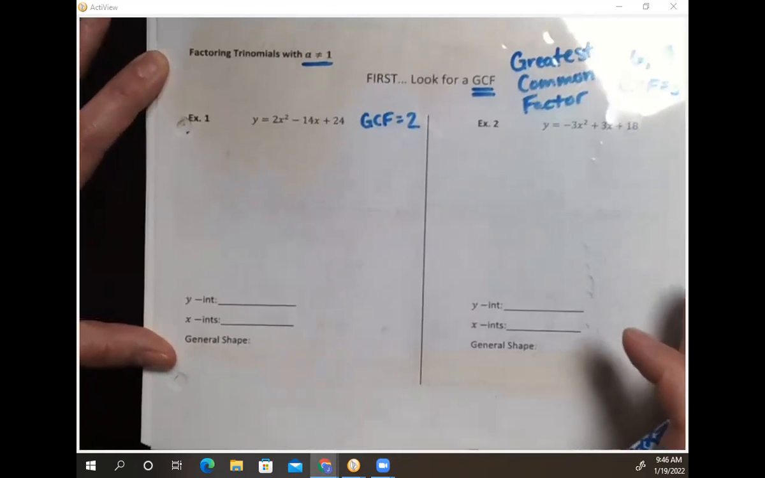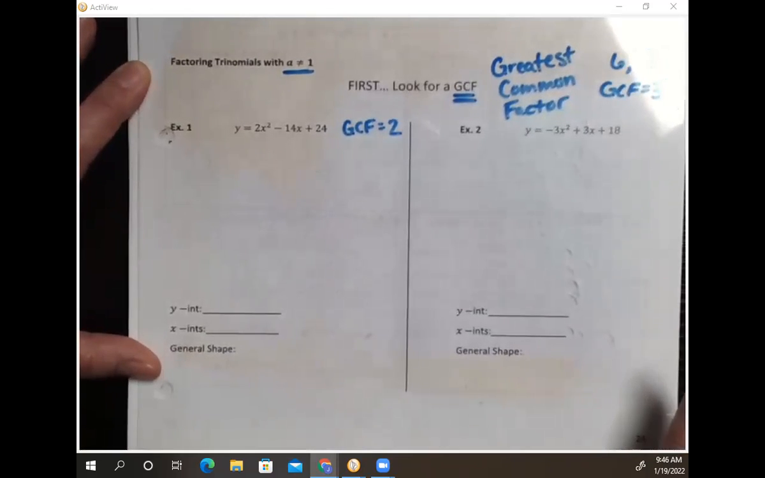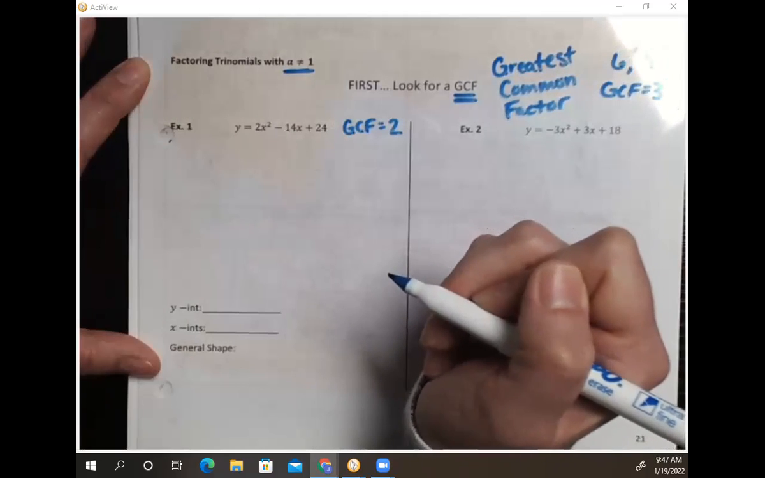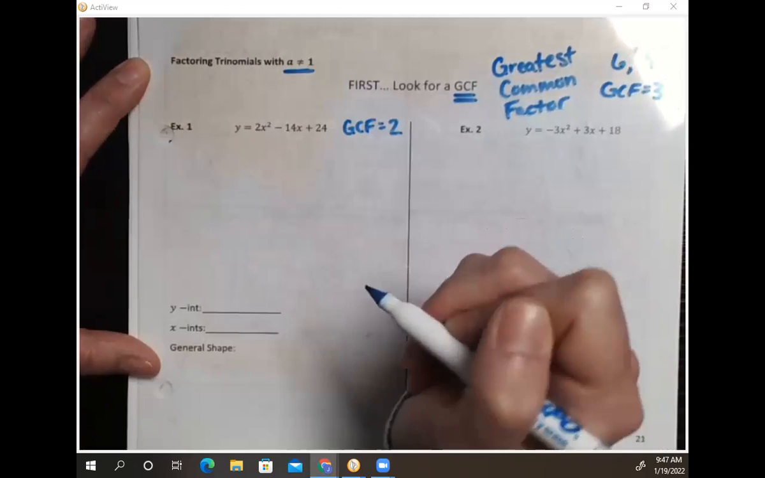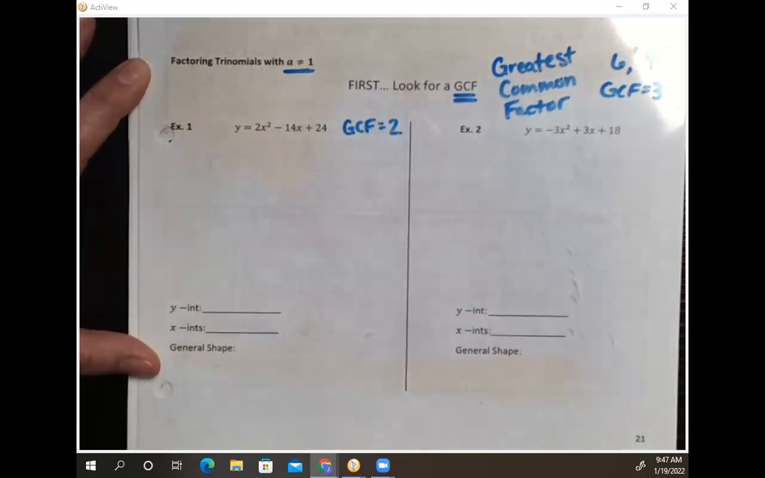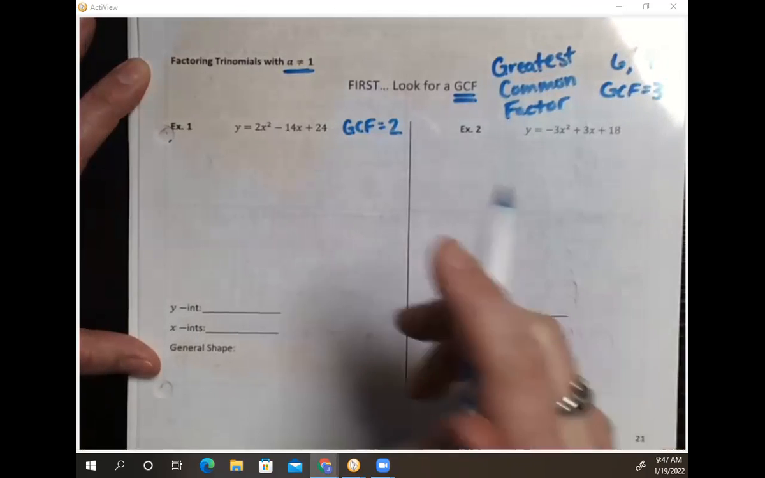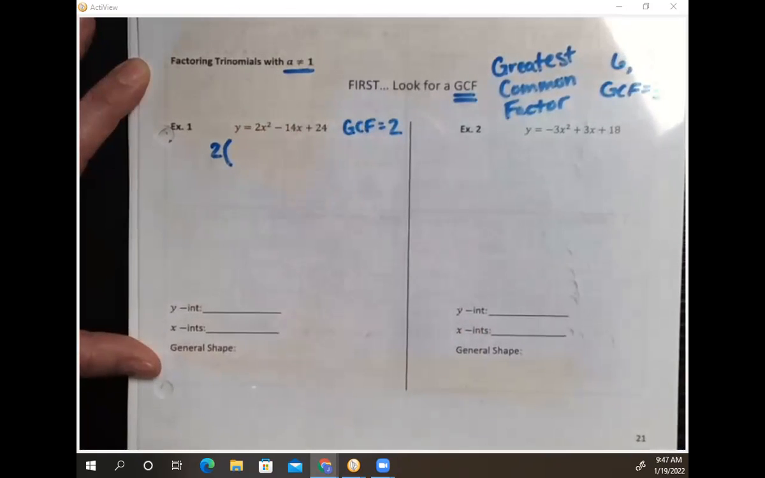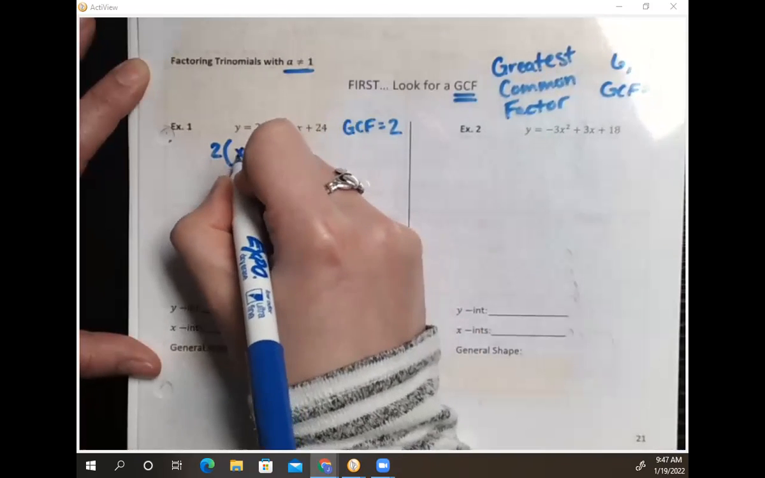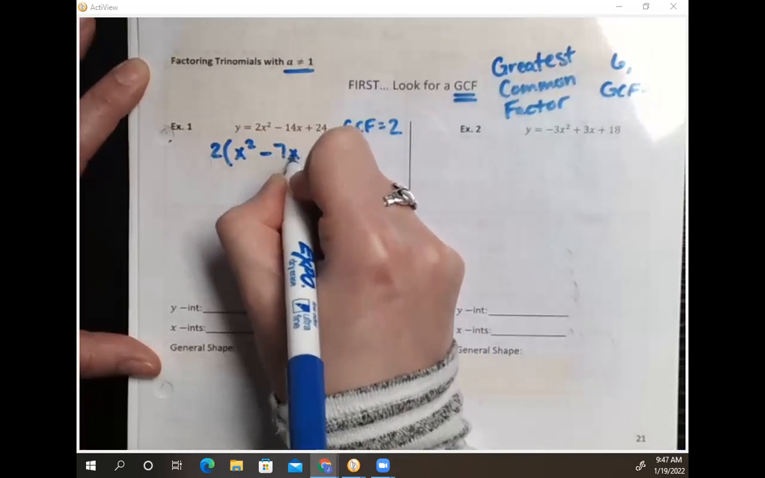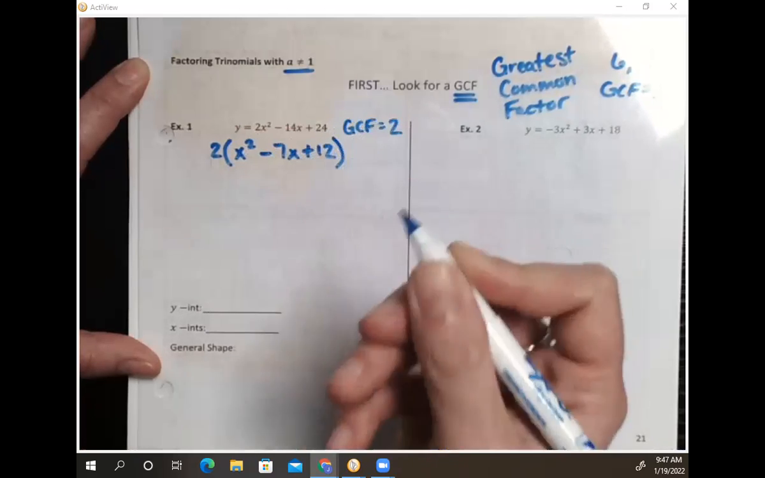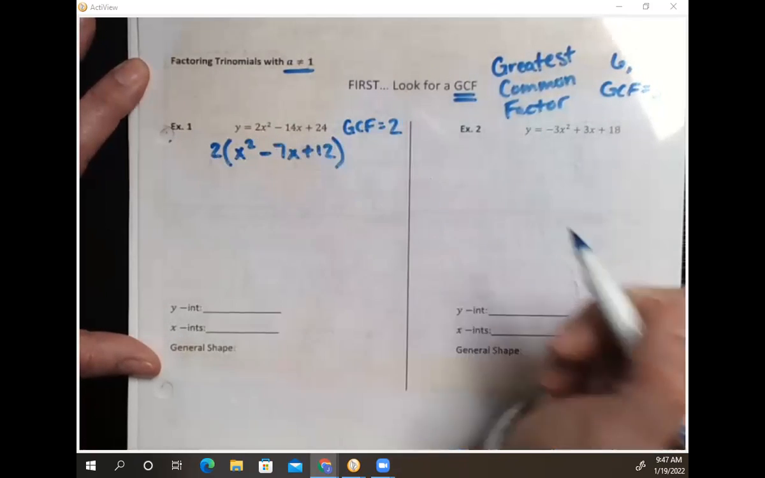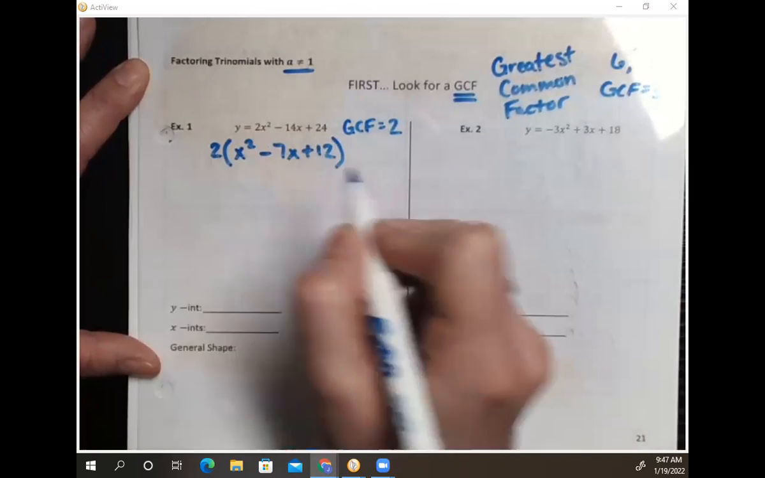This is the first thing I want to look for anytime I've got a lead coefficient, an a value, that's not 1. Look to see if there's a GCF, if it's common to all those terms, if I could divide it out of all those terms. If I can, then that's what we're going to do. So we're going to factor out our GCF here, and that would leave me with x squared minus 7x plus 12. When we say we're factoring out our GCF, what we're doing is dividing that number out of all of our terms. So we get something a little bit simpler.